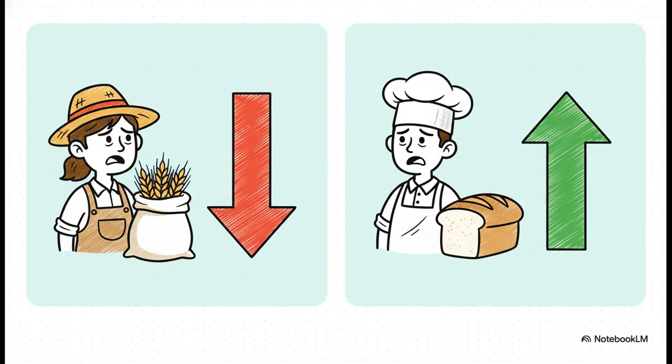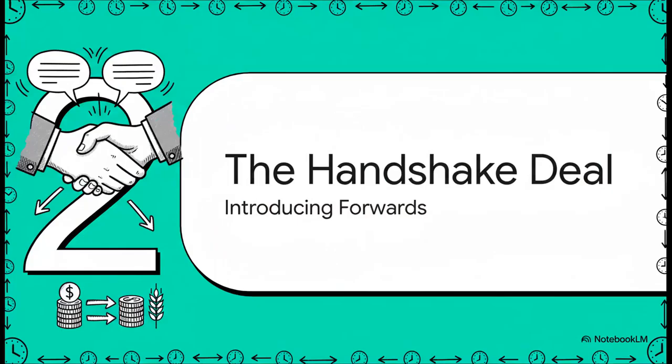And on the other side, you've got a baker. He's thinking, what if the price of wheat goes through the roof? My flour costs would be insane. They're both staring down the barrel of price risk, just from opposite ends. So what's the simplest fix? Well, they could just talk to each other, right? Make a good old-fashioned deal.